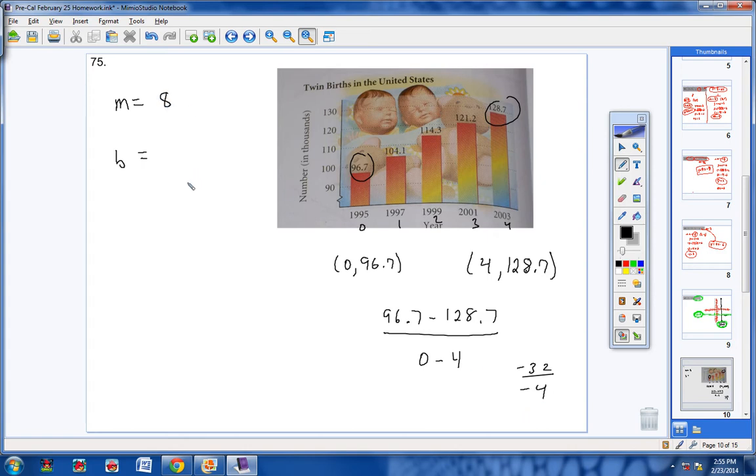Now all that I have to do is find the y-intercept. So I know the formula to use. Y equals mx plus b. Now it doesn't matter which ordered pair you use for your y and for your x. Just pick one.